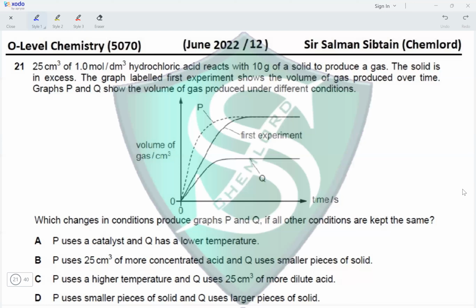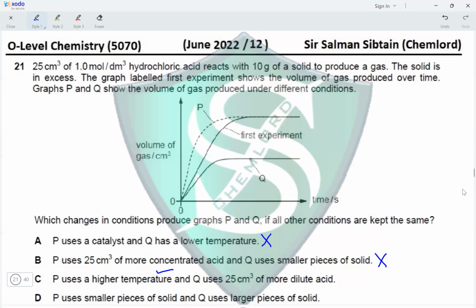So let's look at the options. P uses a catalyst and Q has a lower temperature. No, a lower temperature will not result in lowering the volume of gas produced. So this is wrong. P uses 25 cm³ more concentrated acid. No, the moles of acid remain the same. That is why the volume of gas produced is the same. P uses a higher temperature. Yes, this part is correct.